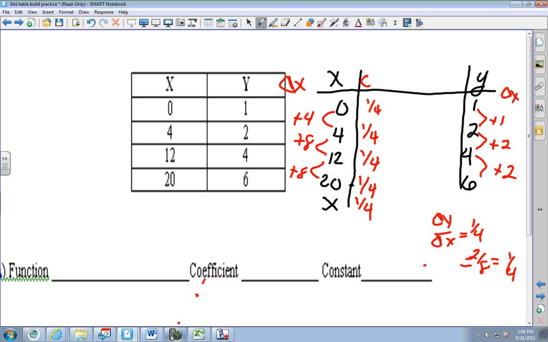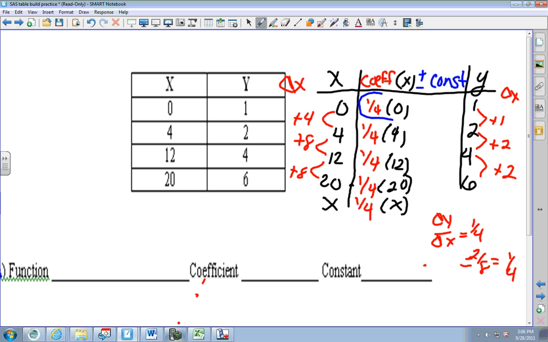All right, so I have my coefficient. Then I take it times my X, which is 0, 4, 12, 20, and X. Next, I have to add or subtract my constant. Okay, well, I like 0. See, because when I put these together right here, I get 0. What do you have to do to 0 to get to 1? Add 1.